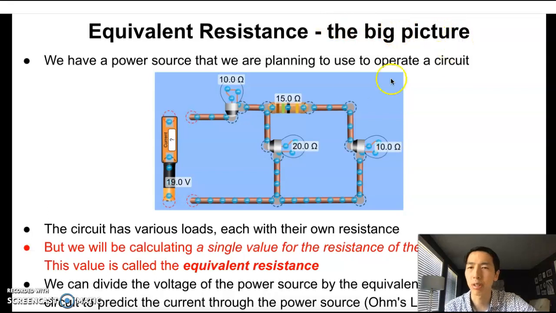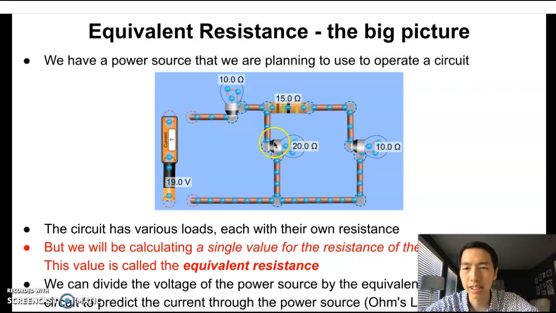So the big picture. I've got a power source that I chose. I chose a 19-volt battery. And then I'm going to connect that power source to an entire circuit. The circuit can have all sorts of things in it. This one has some light bulbs, and it has a resistor as well. They can be connected in all sorts of different ways. This is an example of a mixed circuit, but I could do series, I could do parallel.